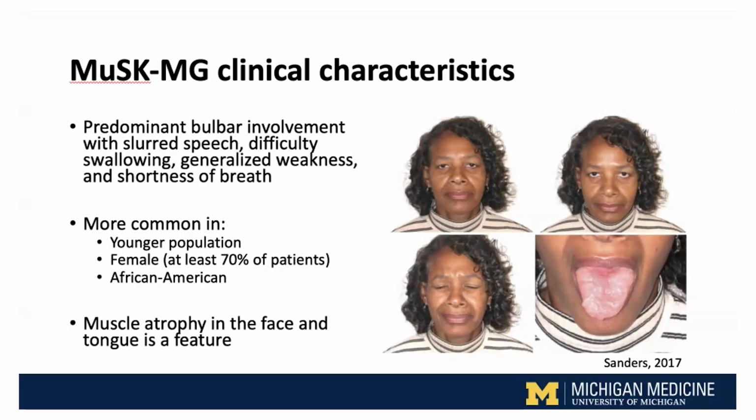Oftentimes, patients with MuSK myasthenia tend to have predominant bulbar features, meaning they have weakness of the mouth muscles, swallowing, chewing, speaking. Neck muscles often are affected, as well as breathing, and certainly upper arm strength. One thing in particular that they're found to have too is atrophy of the facial muscles and the tongue. There's something called a triple furrowing that we look for on examination. This is a picture of it. It's not the biggest picture, but you can tell this patient has difficulty raising her eyebrows. She's not able to completely bury the eyelashes or close her eyes completely, and has atrophy of the tongue.